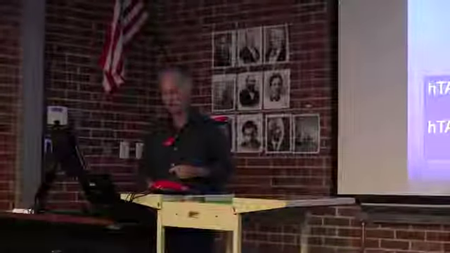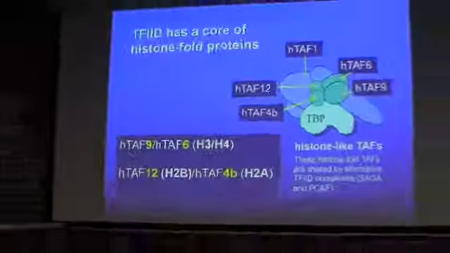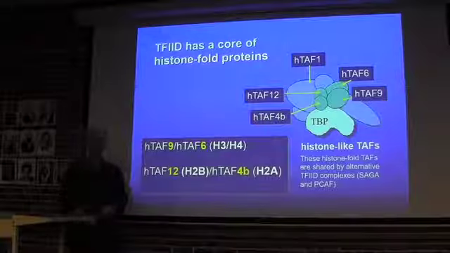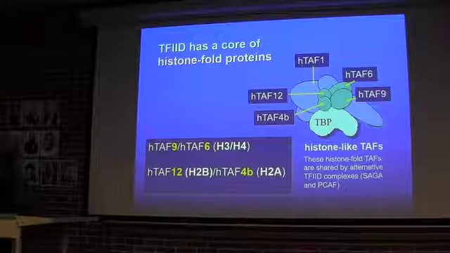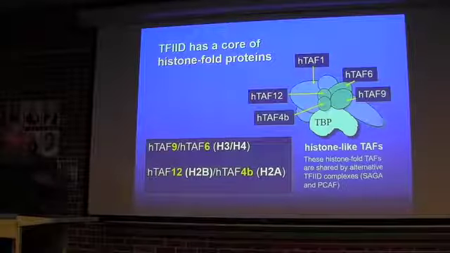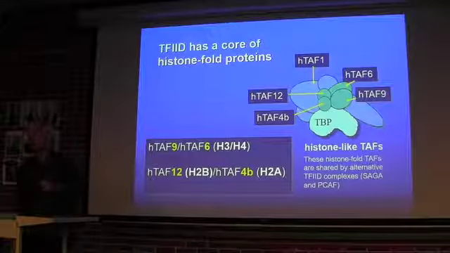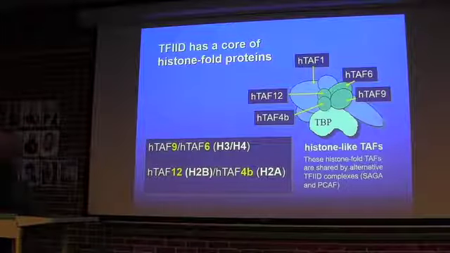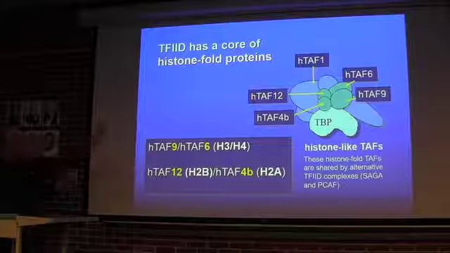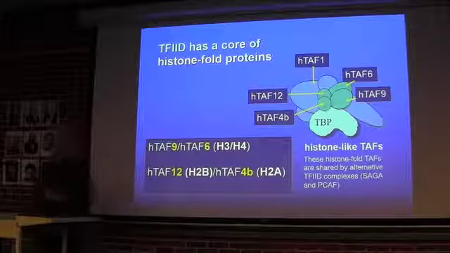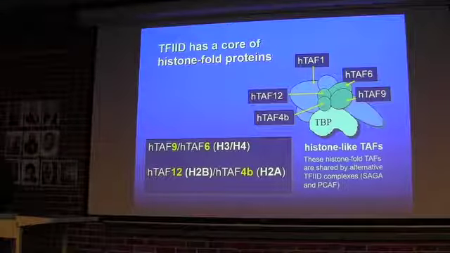And so these alternate complexes you see here at the bottom of the slide, SAGA and PCAF. SAGA is in yeast, PCAF is in mammals. And these are alternate forms of TF2D, essentially, except they're not TF2D in that they don't have the full complement of TAFs. They don't have TAF1, but they do have these 4 that seem to mimic an ancient nucleosome. Something is conserved about that. Something provides evolutionary advantage.